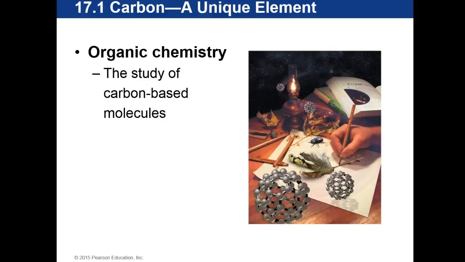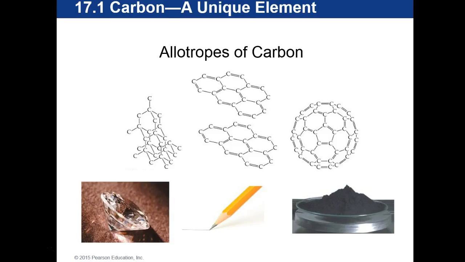The study of these carbon-based molecules is called organic chemistry. We have allotropes of carbon. Okay, you can see you got a diamond, you got a pencil, we get a simple pile of coal. As you can see, it's all carbon that is bound together.